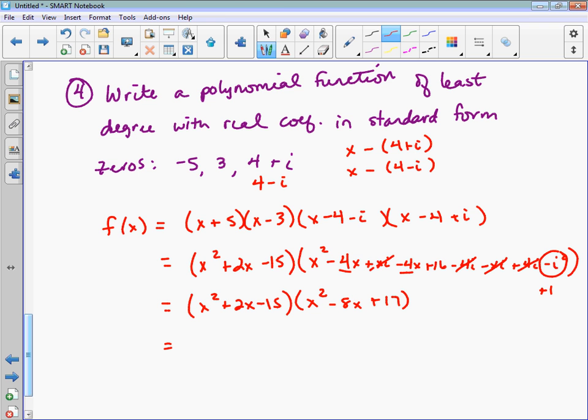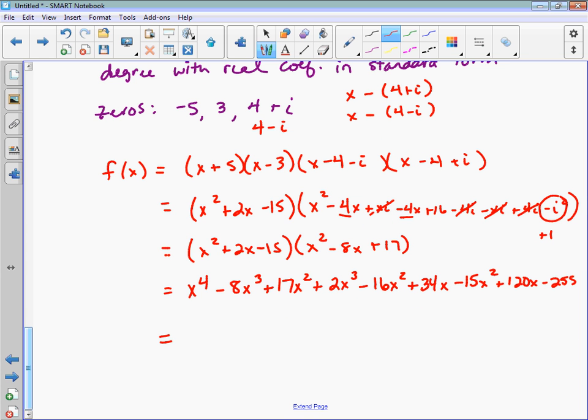All right, so if we multiply one more time, what am I going to get? x to the 4th, minus 8x cubed, plus 17x squared, plus 2x cubed, minus 16x squared, plus 34x. Are we having fun yet, guys? Minus 15x squared. Let's see, 15 times 8, 80 and 40, 120, so plus 120x. And then, what is that, 255? Yeah. Minus 255. So, what is your final answer?